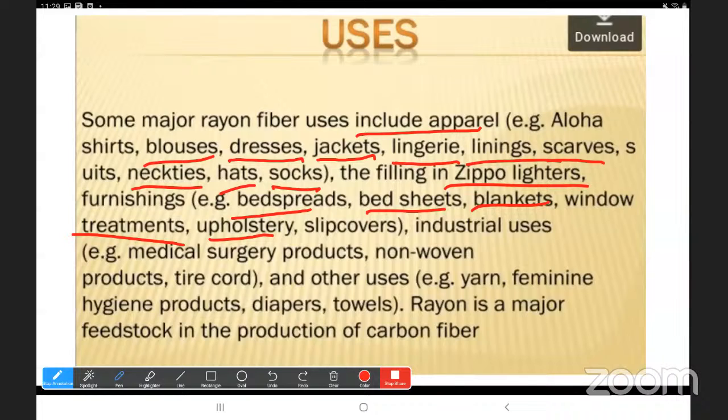Yes, so all these are also rayon fibers. And here we also use this rayon in industrial uses, for example medical surgery products, non-woven products, tire cord. Yes, and other uses here: yarn and feminine hygiene products and diapers, towels, right? So all these are made from rayon fiber. So rayon is a major feedstock in the production of carbon fiber.